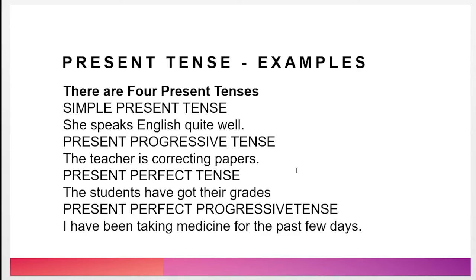Present perfect tense: The students have got their grades, which means that they already got their grades and presently they know their grades. Present perfect progressive tense is used for: I have been taking medicine for the past few days, which means that you are still taking that medicine. You have been taking it for some time now and you are still taking it.